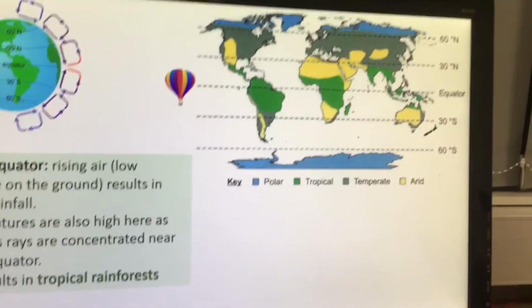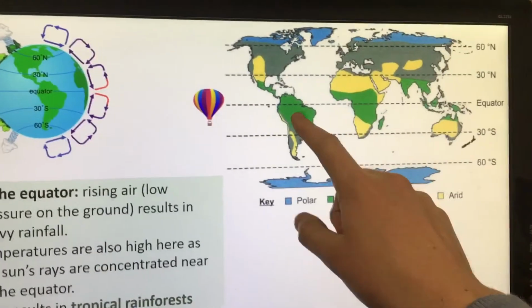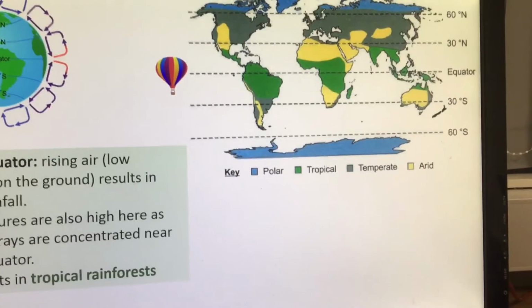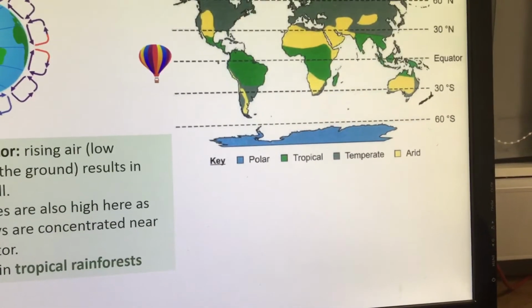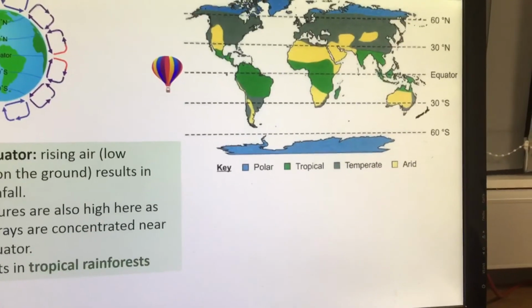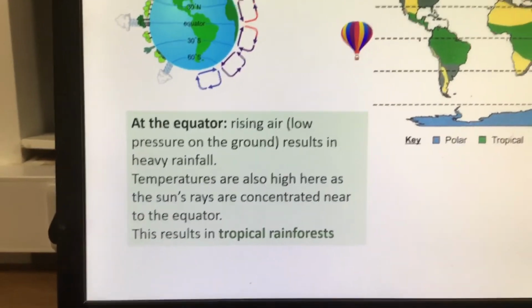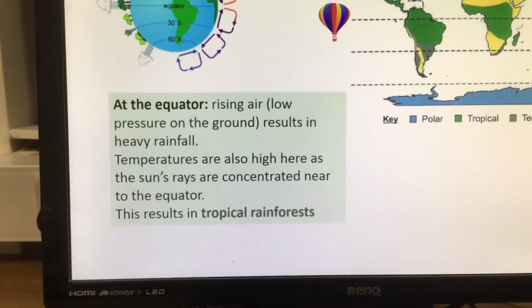So the first one, if you look at the green, the tropical rainforests, you need to be saying that tropical rainforests are generally found on or near the equator. So that's describing where they are. Now in terms of trying to explain this, hopefully you know that temperatures are highest at the equator because that's where the sun's rays are most concentrated.